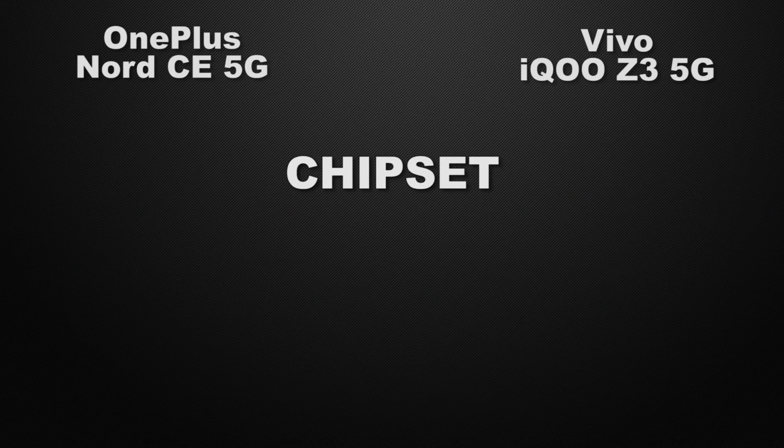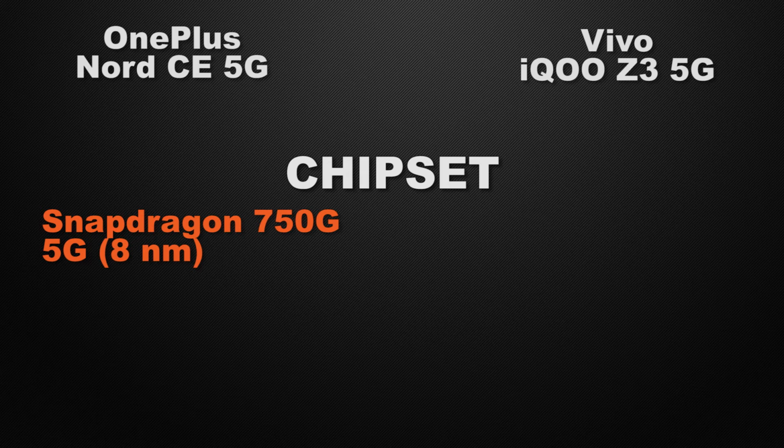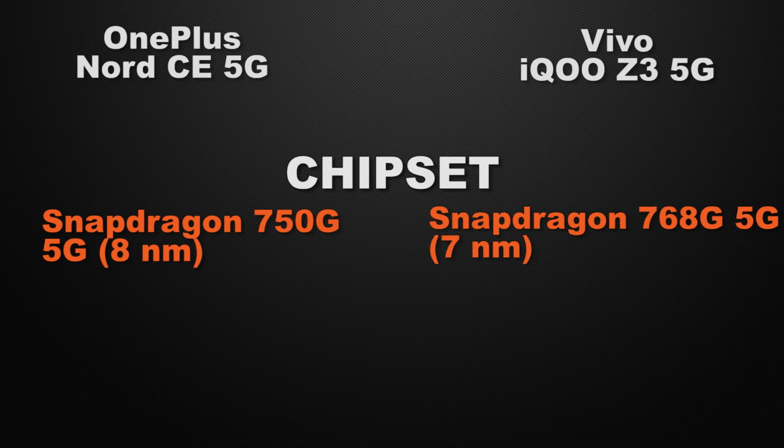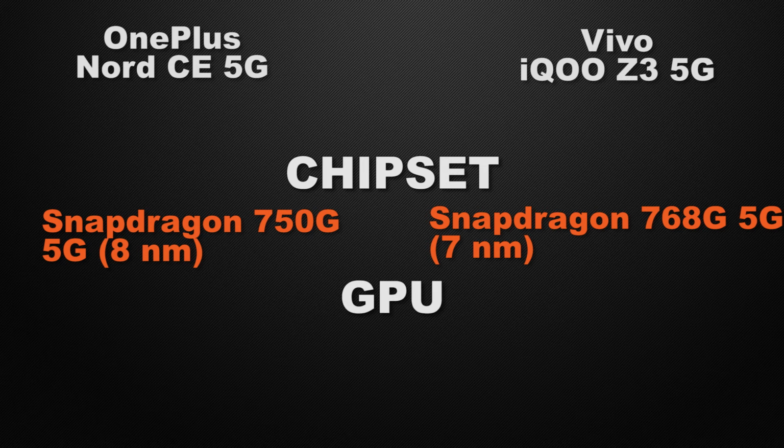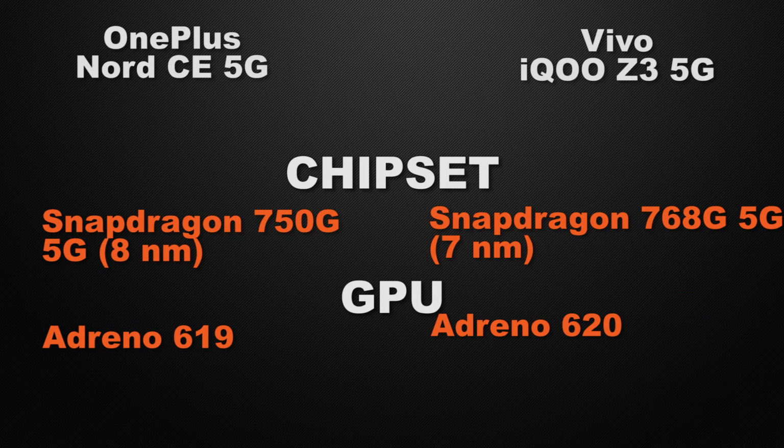Let's talk about the processor of the devices. Nord is powered by Snapdragon 750G 5G based on 8nm processor, whereas iQOO Z3 is powered by Snapdragon 768G 5G based on 7nm processor. So the winner here is Z3 because it has faster processing speed which can give you better performance. And about the GPU of the devices, Nord is packed with Adreno 619, whereas Z3 is packed with Adreno 620. So again the winner here is Z3 because it can give you slightly more FPS in games.